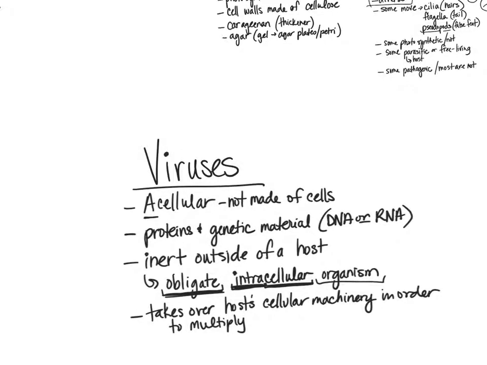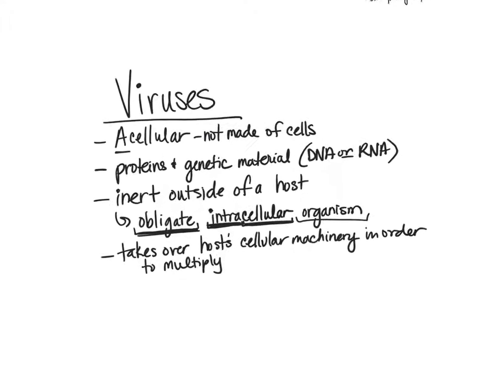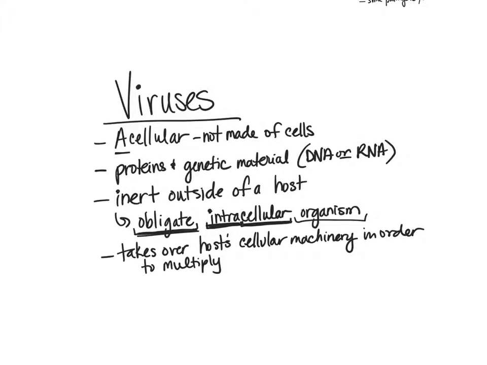So it has to take over the host cellular machinery because it doesn't come with its own machinery. It comes with proteins, it comes with genetic material, but it doesn't come with its own machinery. So it doesn't have any ribosomes, it doesn't have a Golgi apparatus, it doesn't have an ER, smooth or rough. It doesn't have any of those things that are within a cell that allows a cell to function. So it has to go into a host cell, it hijacks everything, and then it uses the host cell in order to make copies of itself to continue proliferating.